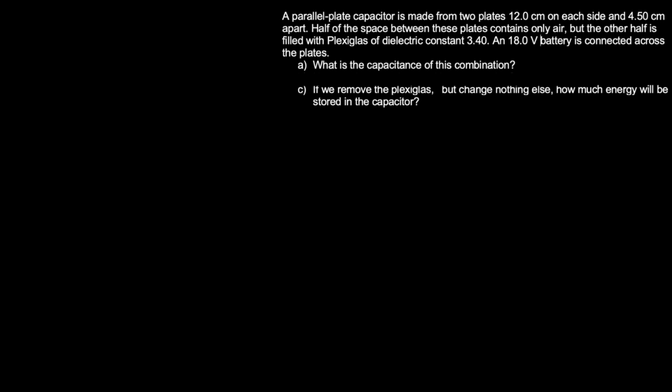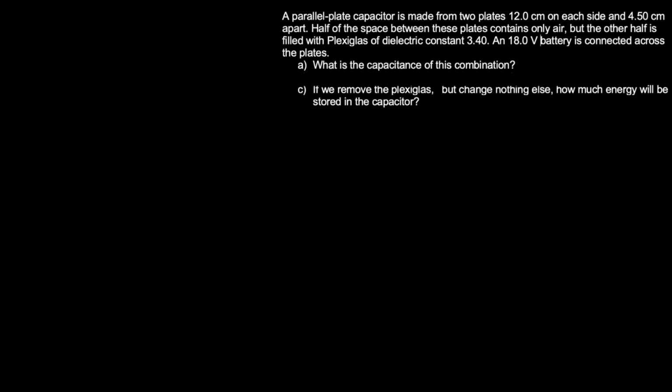A parallel plate capacitor is made from 2 plates 12 centimeters on each side and 4.5 centimeters apart. Half of the space between these plates contains only air, but the other half is filled with plexiglass, which, as I found out, is spelled with 's's actually, of dielectric constant 3.4. An 18-volt battery is connected across the plates.